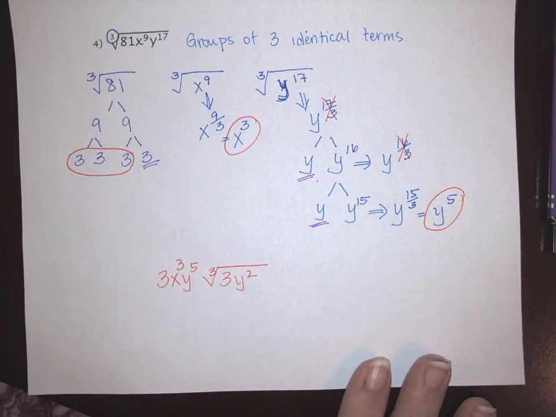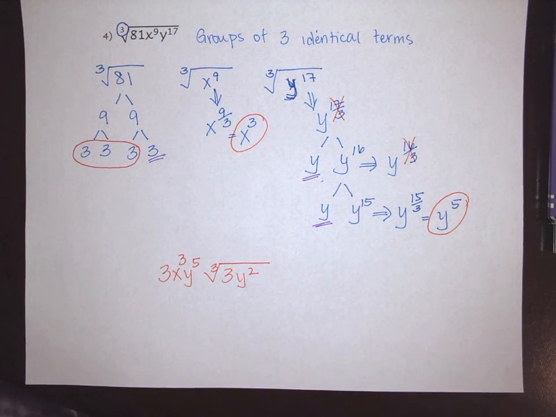So there you have it. One method of looking at how to simplify and reduce down your radicals. Okay? So as long as you remember you want to make groups of identical terms, and the number that goes in your group is dependent on the index of your radical, you should be good.